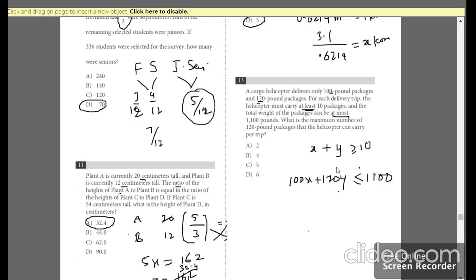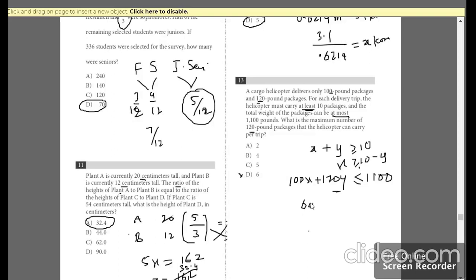So if I could just write it over here in terms of X, this is going to give me 10 minus Y. Remember, we need to work it out and get the maximum number of 120 packages. So how many would it be, and it should be at least 10 packages. The number cannot go beyond that, because together it has to be at most 1100. So let's take the maximum, 6, which is given in our option.